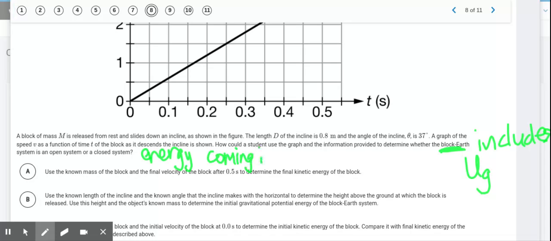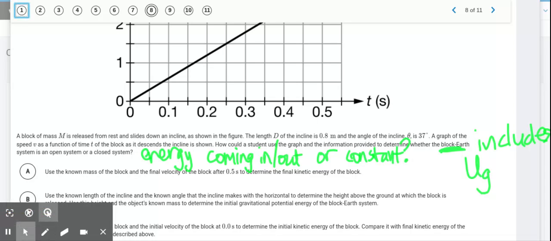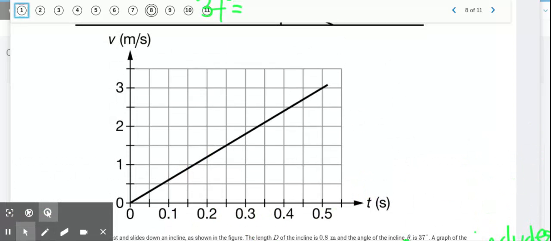Coming in or out, or constant? How do we decide? Well, here's the deal. And this is what tripped me up about this. It took me a second.